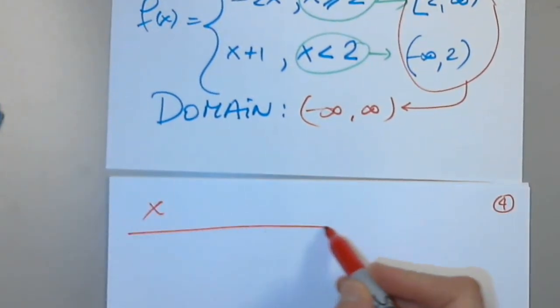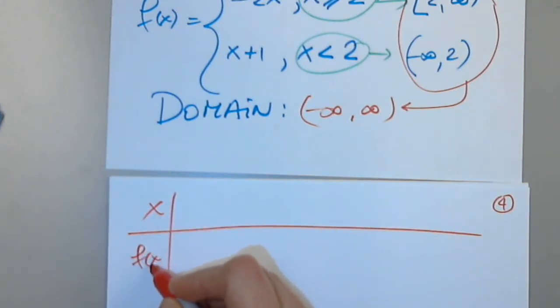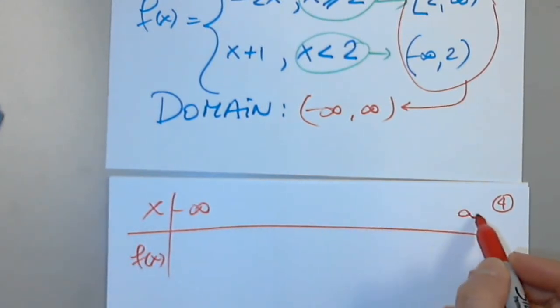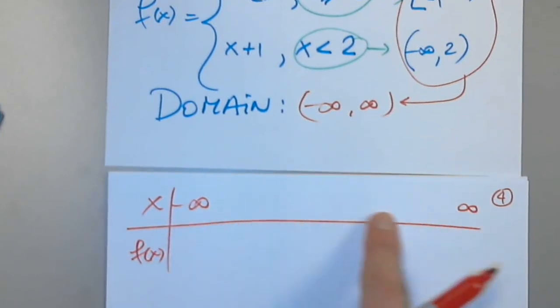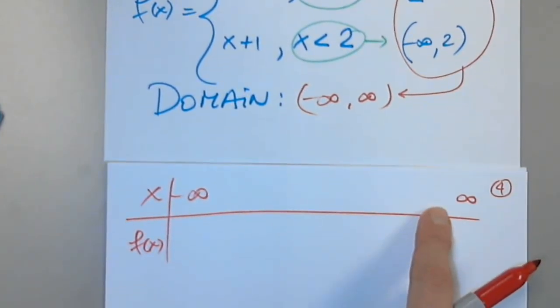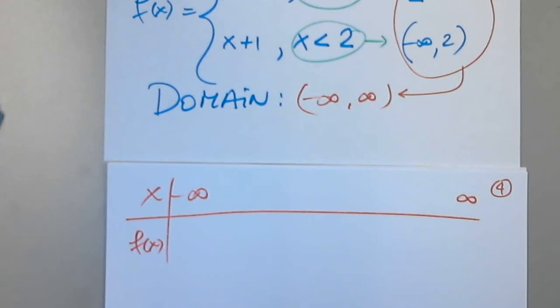So here it is. Negative infinity, infinity. Without this, I cannot do anything. This is my starting point, always, the domain. Okay, perfect. So what is the next step here? I cannot find the range till I graph it. That is the last thing I need.